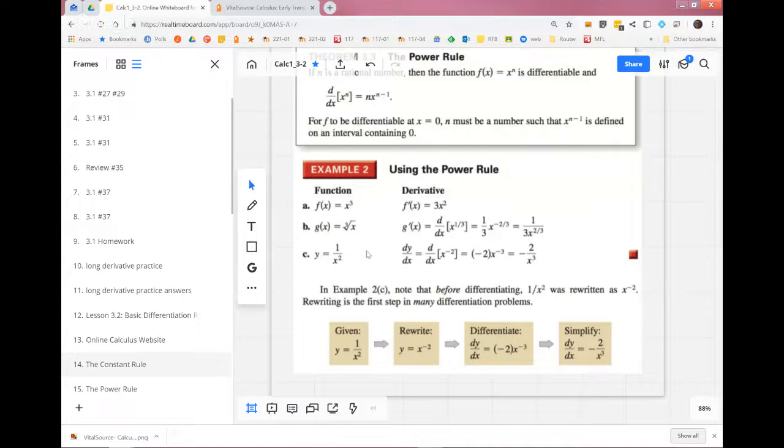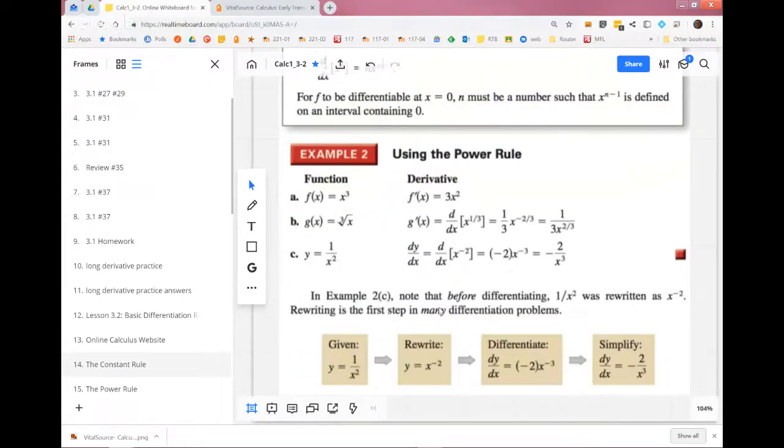Okay, now this gets a little bit messier when you have something like a cube root. Can you write the cube root of x as a power? Yeah, it's x to the 1/3 power. Okay, how do you take the derivative of x to the 1/3 power? Bring that power 1/3 out in front, multiply, and reduce the power by 1. What's 1/3 minus 1?